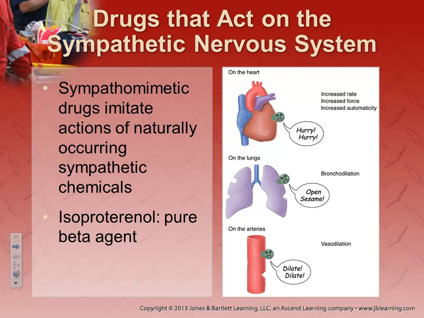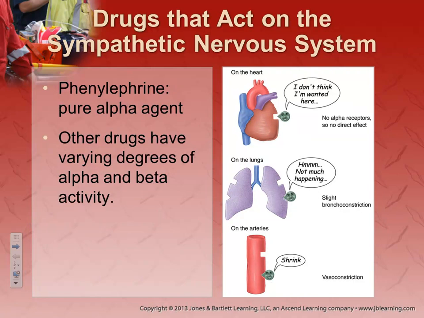So a drug that is a pure beta agent is isoproterenol. Talk about that in a little bit. Phenylephrine, also known as neosynephrine, is a pure alpha agent, and really it's not going to work on the heart at all. Phenylephrine is going to really be just for vasoconstriction.